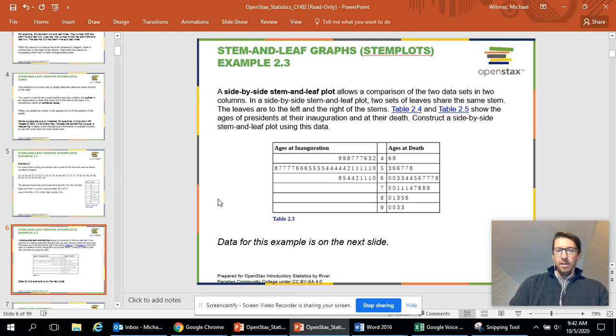Okay. So here's a side-by-side stem and leaf plot. And this allows us to put two data sets together. And we can see ages at inauguration and ages at death. And so 42 would be over here, 4 and then the 2, and 4 and then the 6. And so it's a way to, well, we can see of all the presidents, they're inaugurated obviously earlier than when they die, and we can see how those spreads work their way out.